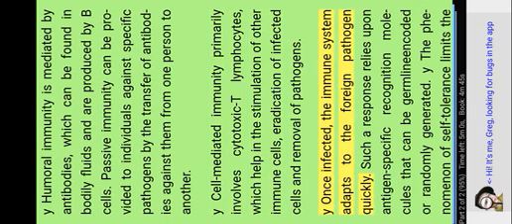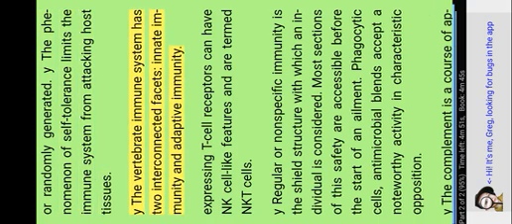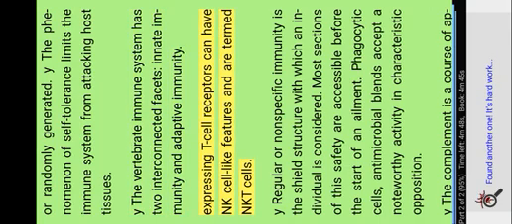Why once infected, the immune system adapts to the foreign pathogen quickly. Such a response relies upon antigen-specific recognition molecules that can be germline-encoded or randomly generated. Why the phenomenon of self-tolerance limits the immune system from attacking host tissues. Why the vertebrate immune system has two interconnected facets, innate immunity and adaptive immunity. T cells expressing NK cell receptors can have NK cell-like features and are termed NKT cells. Why innate or non-specific immunity is the shield with which an individual is born. Most sections of this protection are accessible before the start of an ailment. Phagocytic cells and antimicrobial substances play a noteworthy role in natural resistance.